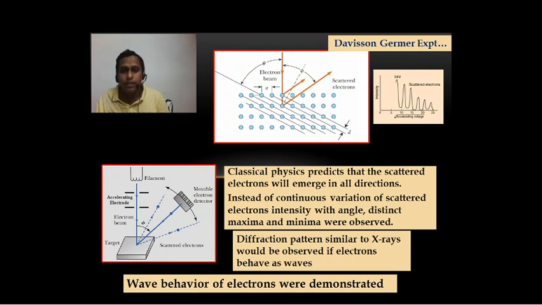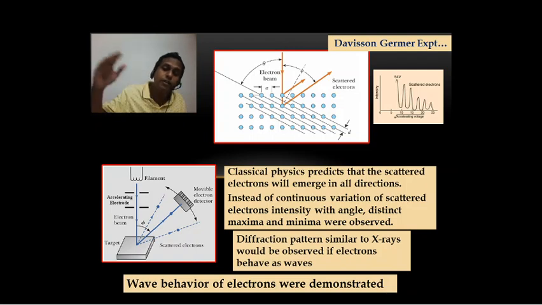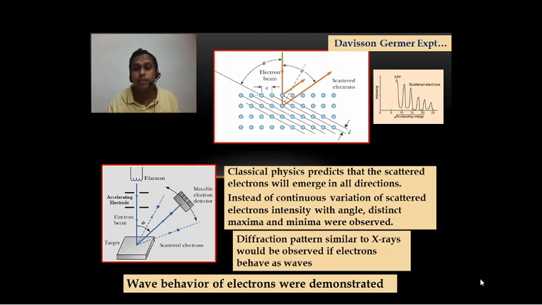In classical physics, the prediction is that the scattered electrons will emerge in all directions. As per the classical theory, after scattering by this nickel crystal, they emerge in all directions, which means there should be a uniform intensity in all directions. That is the classical expectation.